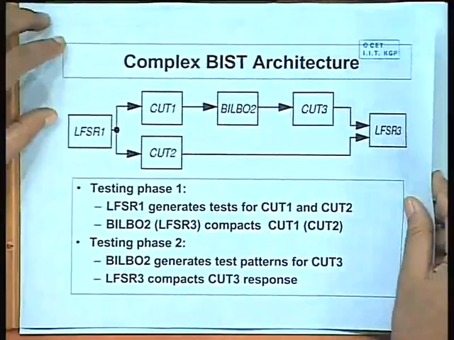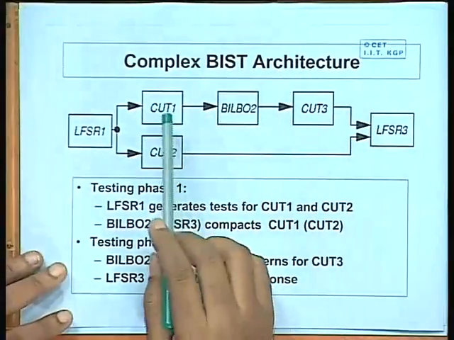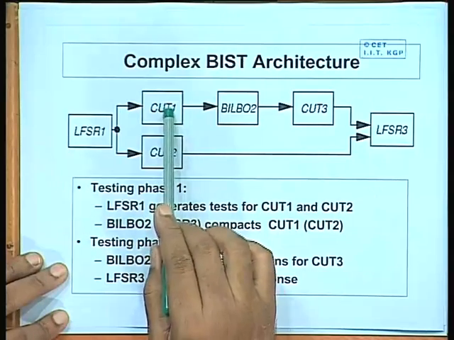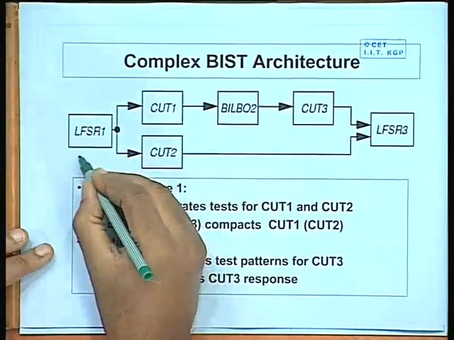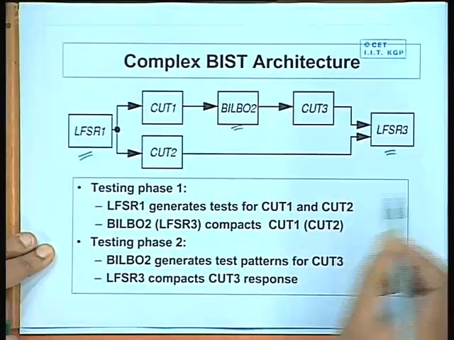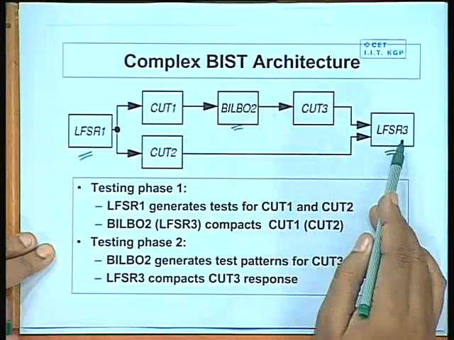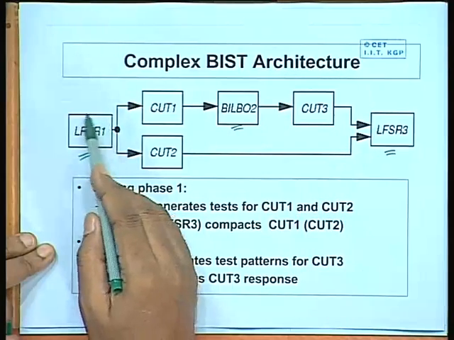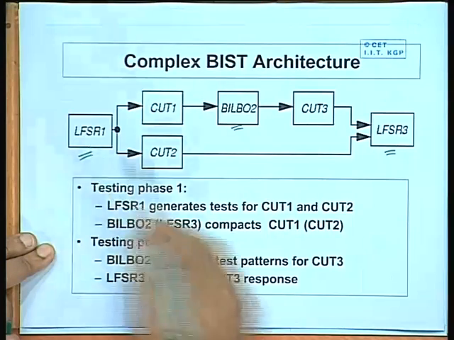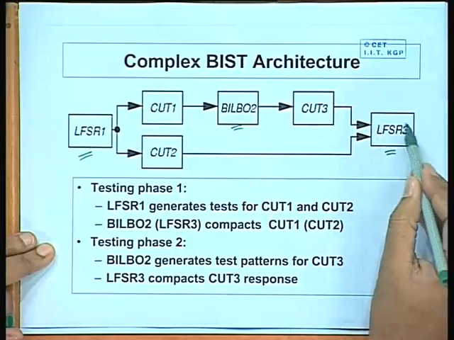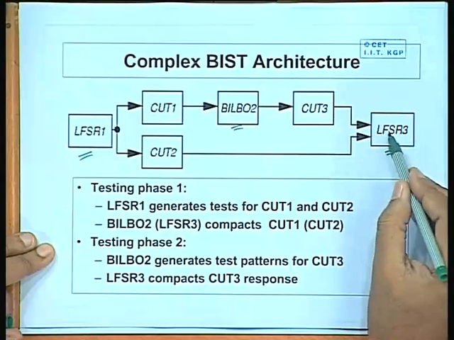Okay. Now, let us take another example which is slightly more complex. Let us take an example like this. These are combinational blocks, CUT 1, CUT 2 and CUT 3. These are some registers, say one here and one here. Now, if you look at the nature of the circuit, this one will be used only for generating patterns, never for compaction. Similarly, this one will be used only for compaction, never for generating patterns, because this is the sink.